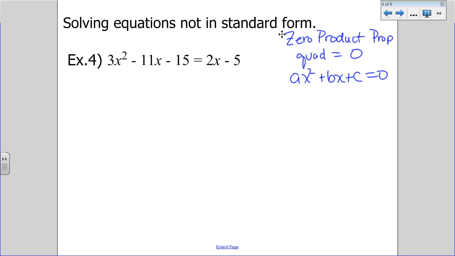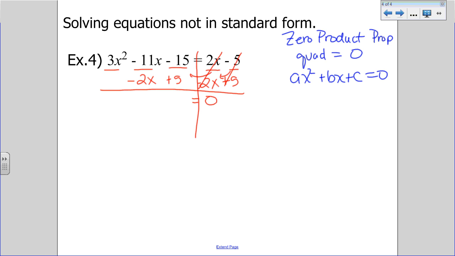So let's figure out where we want to put 0. On the left-hand side, I've got 3x squared, minus 11x, and minus 15. But on the right-hand side, all I have is 2x and minus 5. So I'm going to move these over here and get the right-hand side zeroed out. I'm going to subtract 2x from the like terms, and then add 5. This side now equals 0, so if you need to, draw a line through your equal sign. This stays 3x squared minus 13x, and this is minus 10.